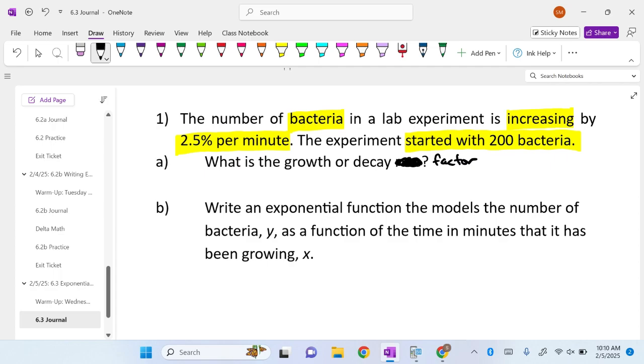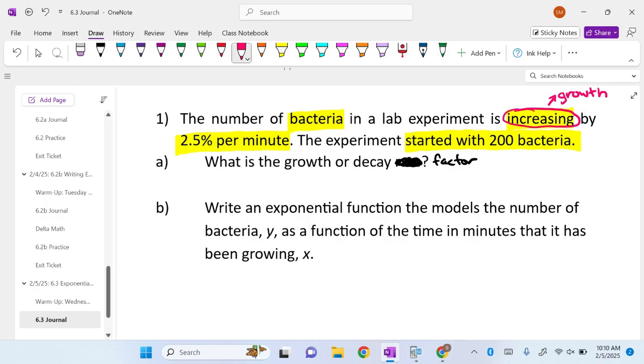All right. So what we were doing was said 12% growth, 7% decay. How do I find it? First off, is this going to be an exponential growth or exponential decay problem? And how do you know? Right. This word right here, increasing, implies that we are growing. So this has to be an exponential growth problem.